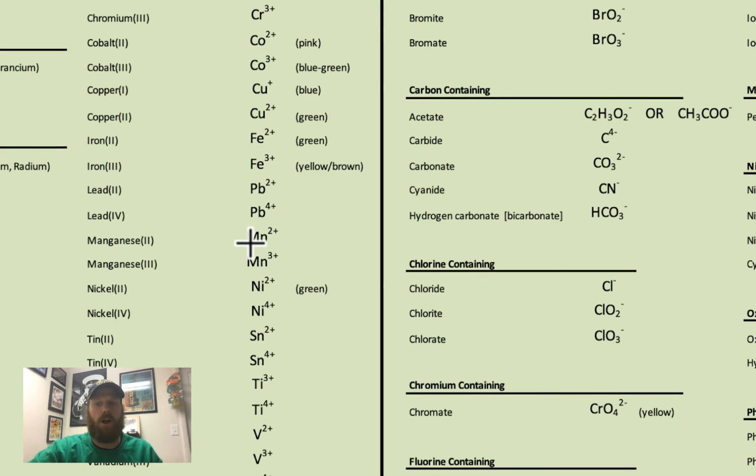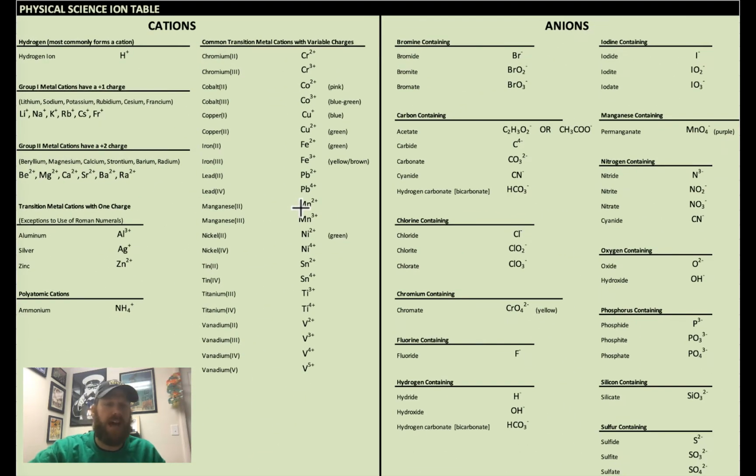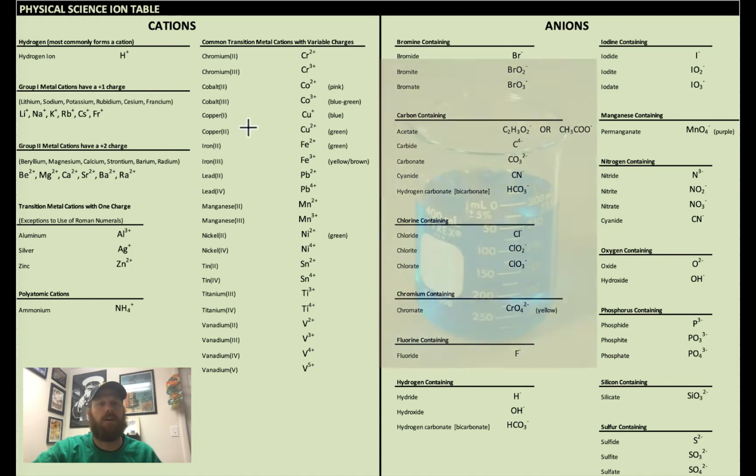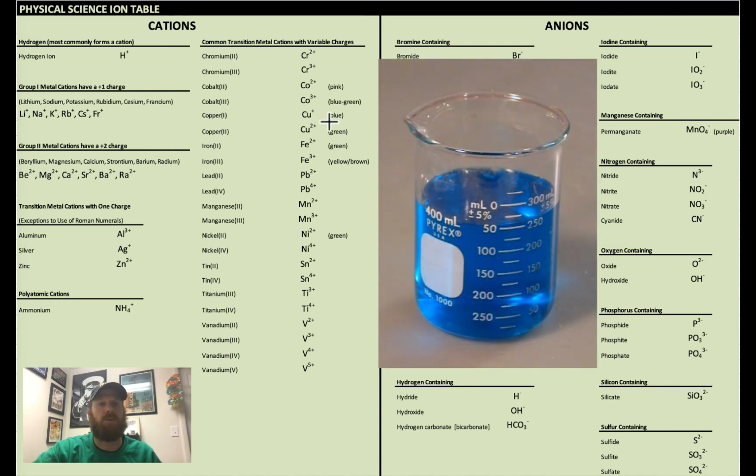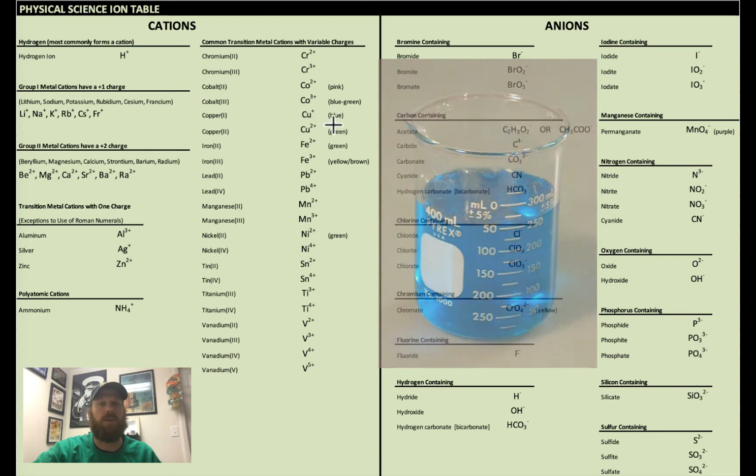You will notice not all of the transition metals have made it onto the ion table. That's because I only used the most common transition metals a student will work with in a chemistry class. These colors you see in parentheses are in reference to the color of the solution formed when these ions are dissolved in water. For example, copper-1 ions form a blue solution when dissolved in water.